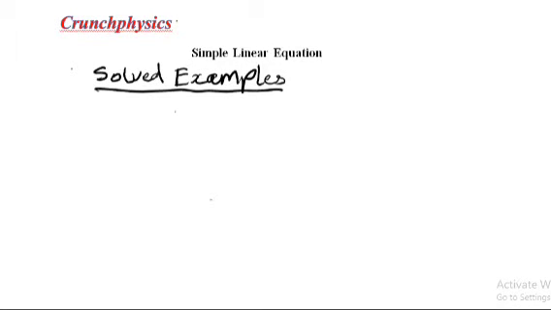Simple equations are those equations that have one variable, while linear equations are those equations where the maximum power of the unknown or the variable is 1.